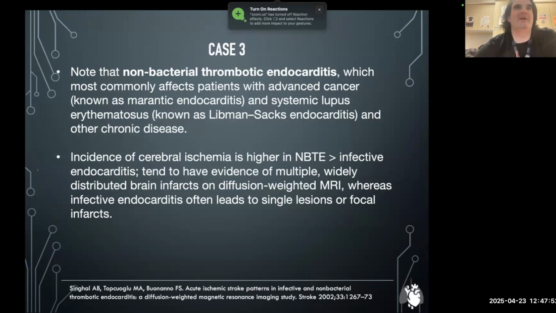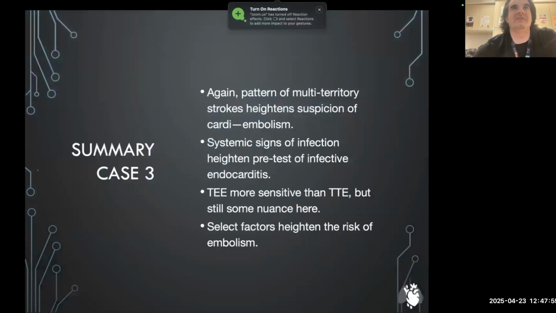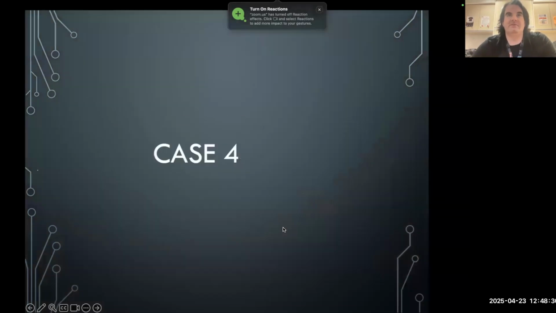So whether you find them or not, it'd be hard to say that's the cause because they're just always there. So again, a pattern of multi-territory stroke, especially in space and time, heightens suspicion of cardioembolism. Cardi B embolism. Remember Cardi B lines? That'd be a good Jeopardy question, actually. And again, systemic signs of infection, as we talked about, whether there are wedge infarcts, for example. TEE is more sensitive than TTE, but there is some nuance, as we talked about, regarding where TTE strengths are and where TEE strengths are. And of course, select factors heighten the risk of embolism.